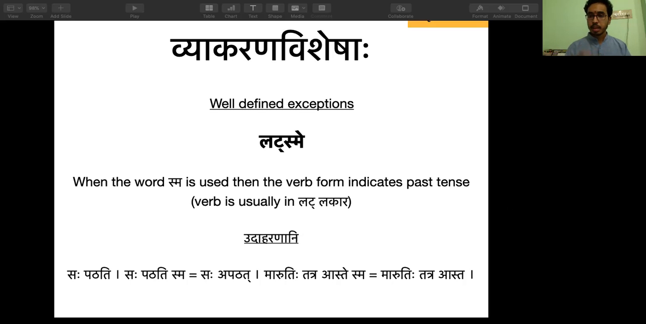For example, saha patati is he reads, which is present tense. But if you write saha patati sma, now it will become he read, which is past tense. So saha apatat, saha patati sma. Now both of them are past tense. So when you add sma along with the latlakara kriyapada, that verb will now become past tense.